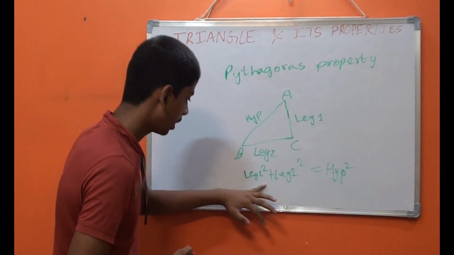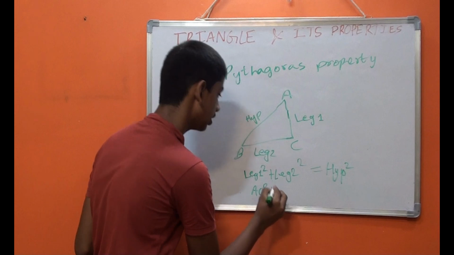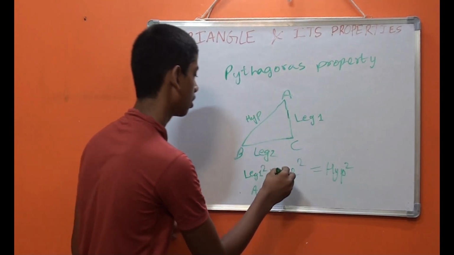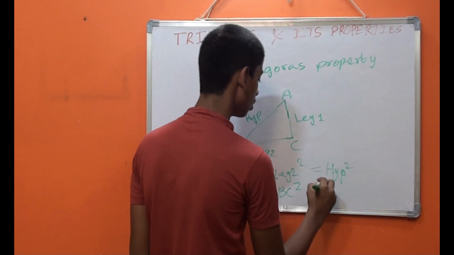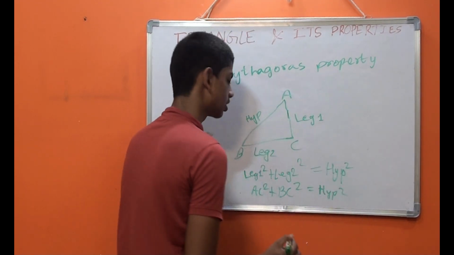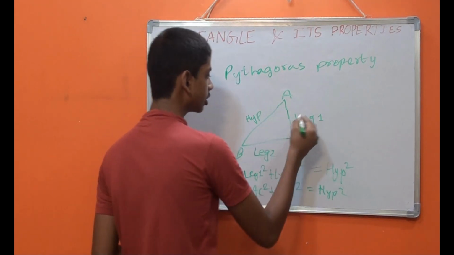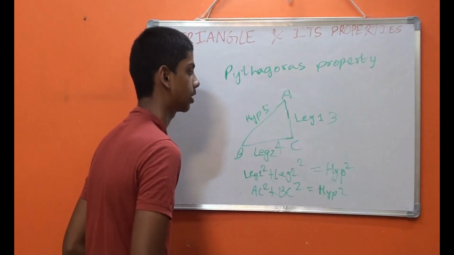Now here, leg 1 means this side, AC square plus BC square equals hypotenuse square, which means this side. Now let's take this side as 3 cm, this side as 4 cm, and this side as 5 cm.